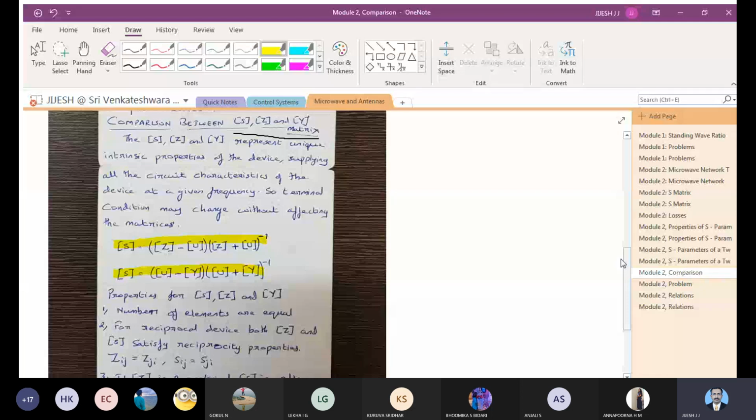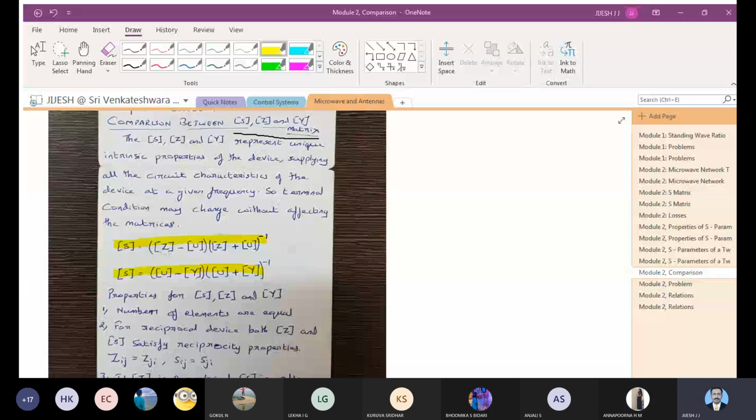Further moving on, we have properties for matrix S, matrix Z, and matrix Y. Have you completed till here? Yes, sir.